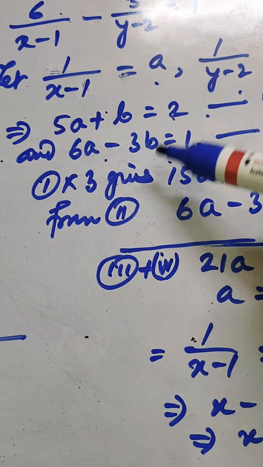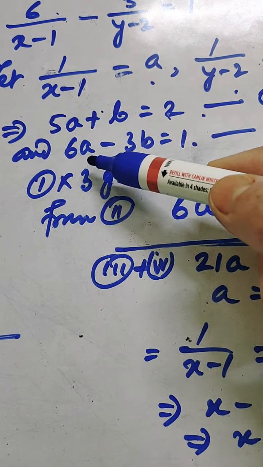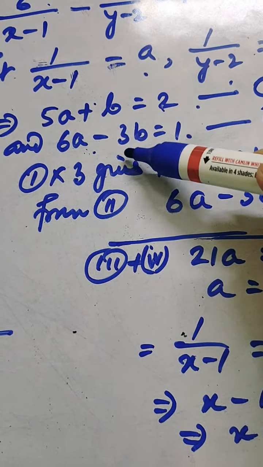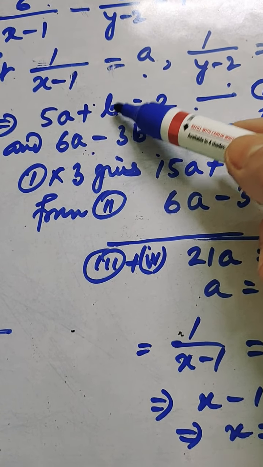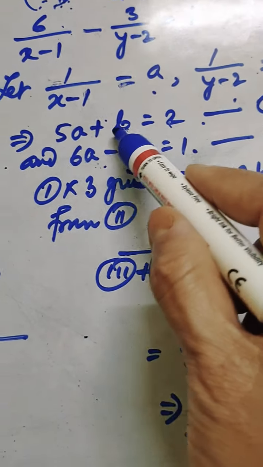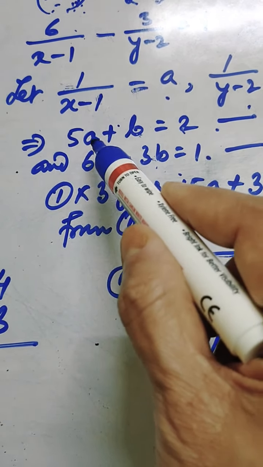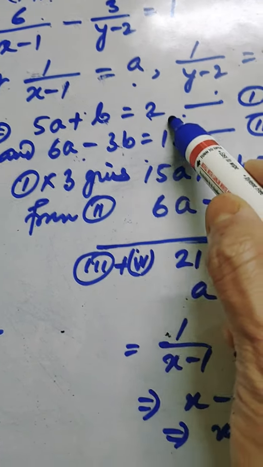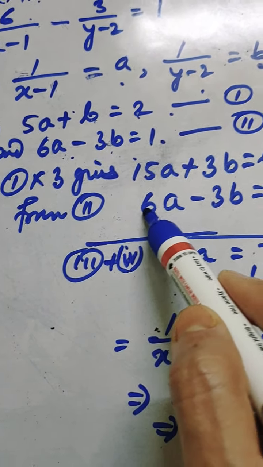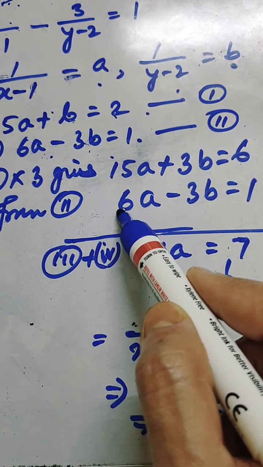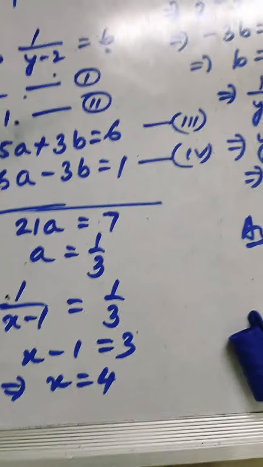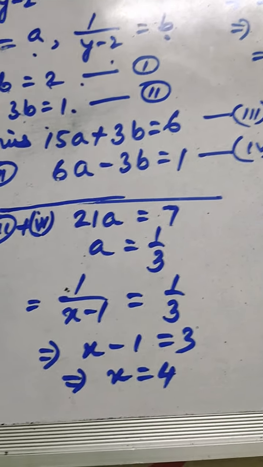So which one is convenient here? You can multiply this one by 5, this one by 6, but this one is convenient to do. Why? Because if you multiply this equation by 3, it becomes easier. So equation 1 will be multiplied by 3, that gives you 15a plus 3b equal to 6. And the second equation, you just leave it like that. So we can simply write from 2, 6a minus 3b equal to 1. Then you give them equation 3 and 4.